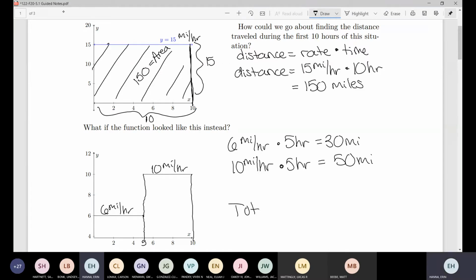So how far did they travel in total? Well, they traveled the 30 plus the 50, so 80 miles. And so again, if we consider the area of these boxes that this graph creates, the 30 essentially appears as the area of that first thing, and the 50 is going to appear as the area of the second thing. And if we add both of those areas together, we'll get the distances that we travel.